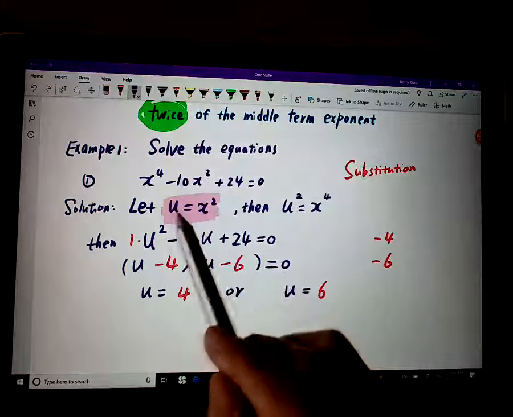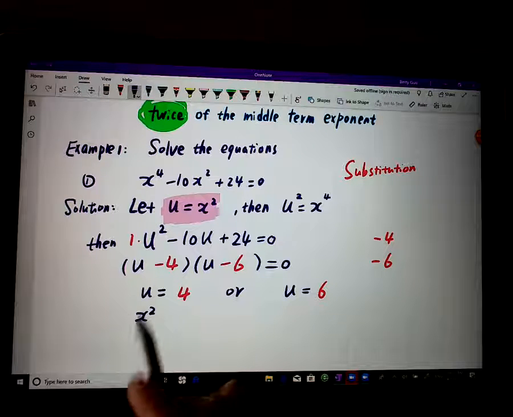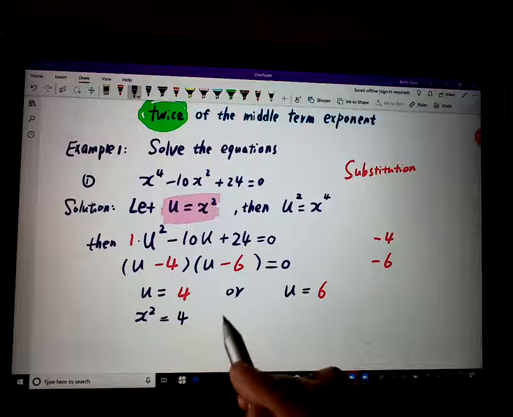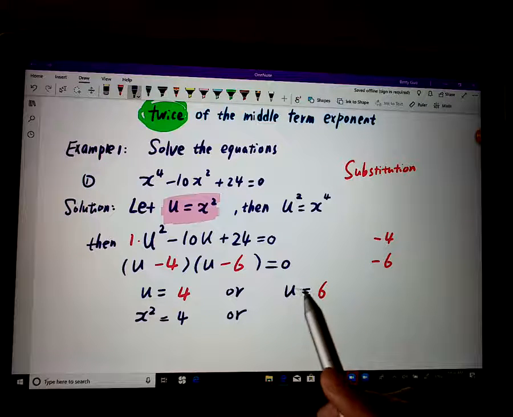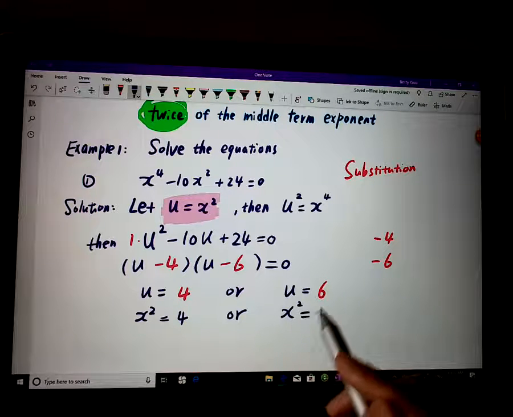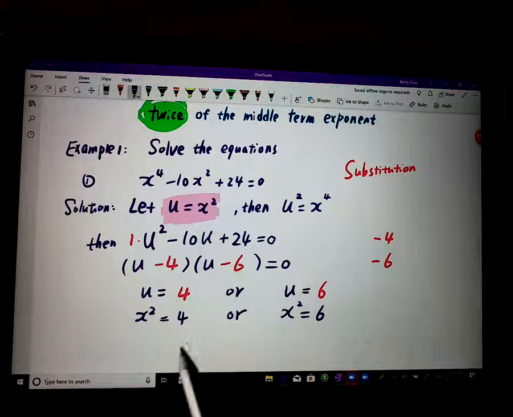So here, u is x squared, right? Because u equals 4, so x squared equals 4. Or u equals 6, then x squared equals 6. You see what I'm saying? So we apply the same substitution. We go back from u to x. Because we already have u equals 4 or u equals 6, and u equals x squared, then we have x squared equals 4 or 6.